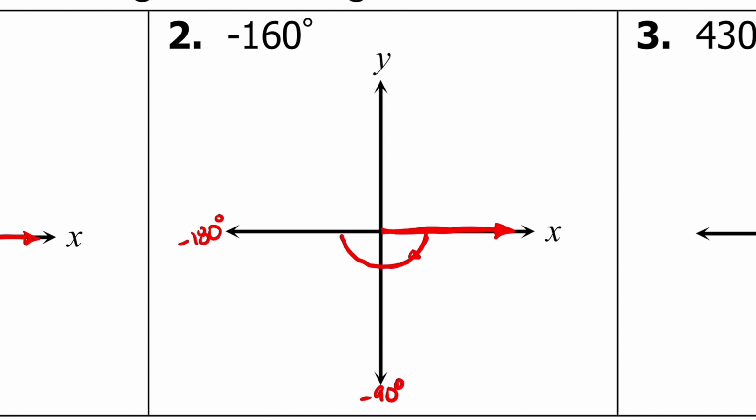But I want to go negative 160, so I want to go almost to 180, but not quite. And so maybe about right there. And there's my angle, my negative 160 degree angle.